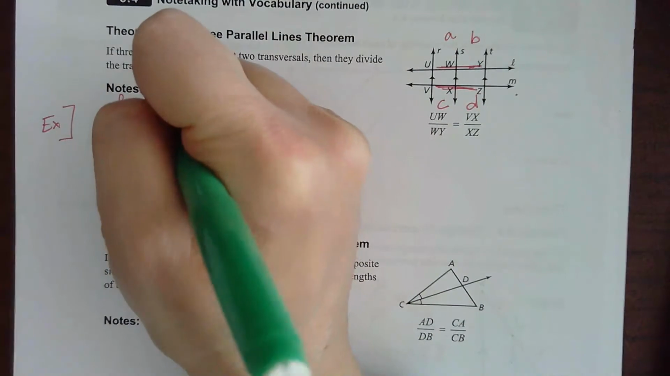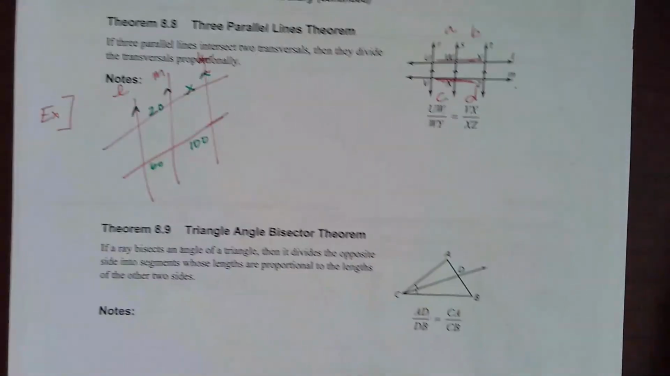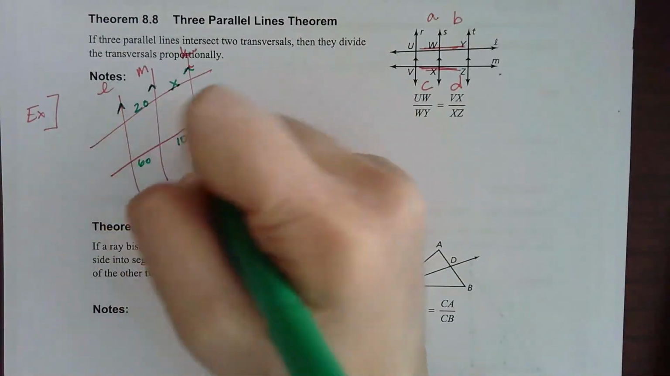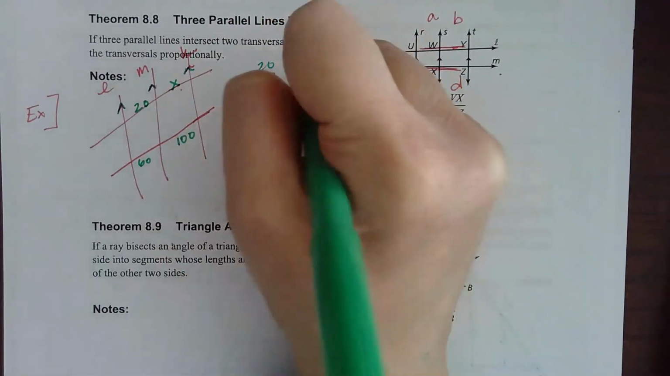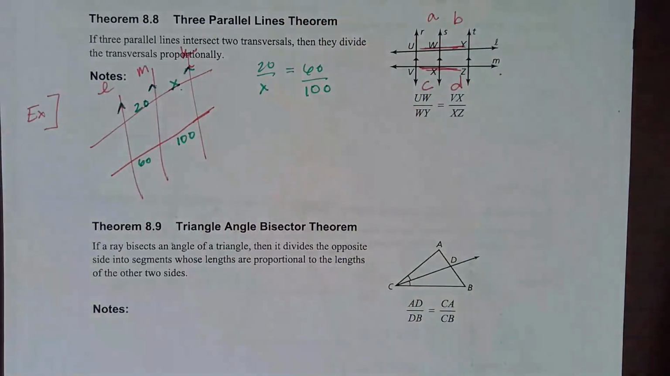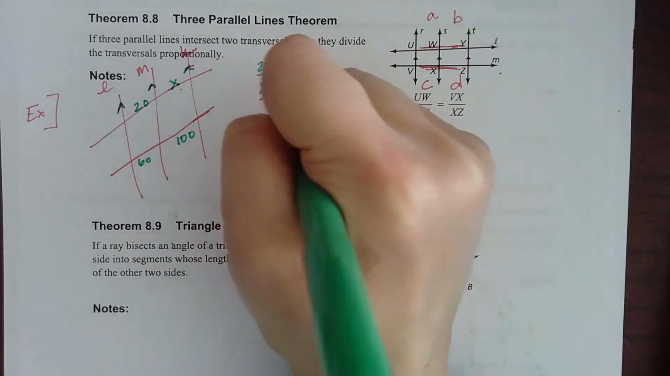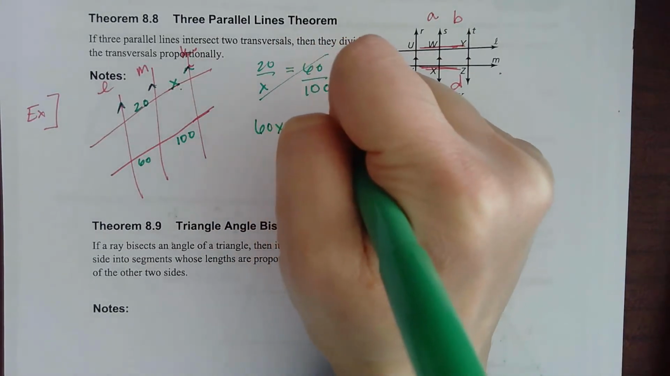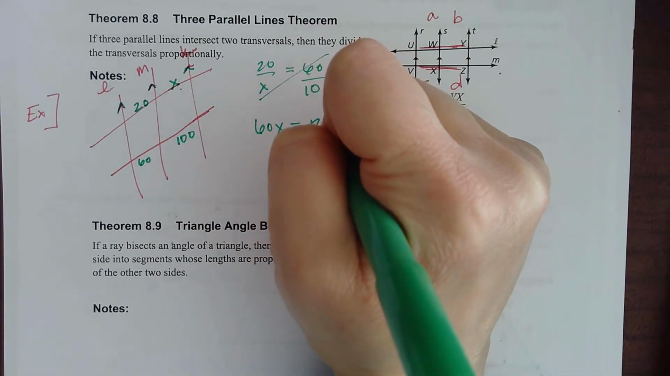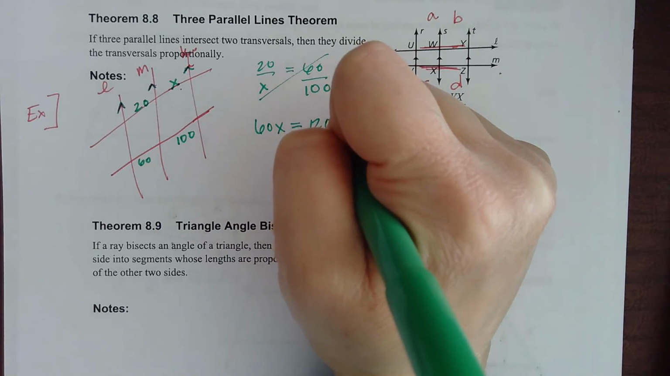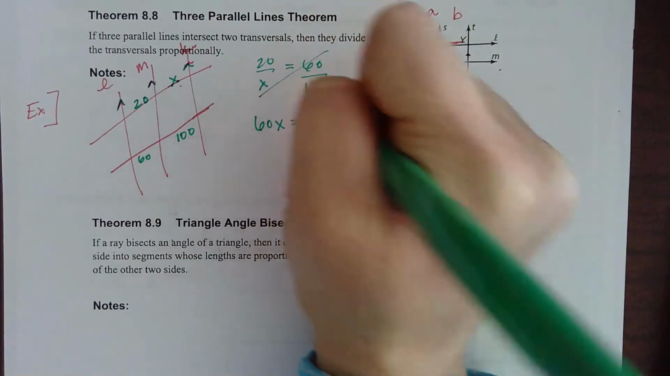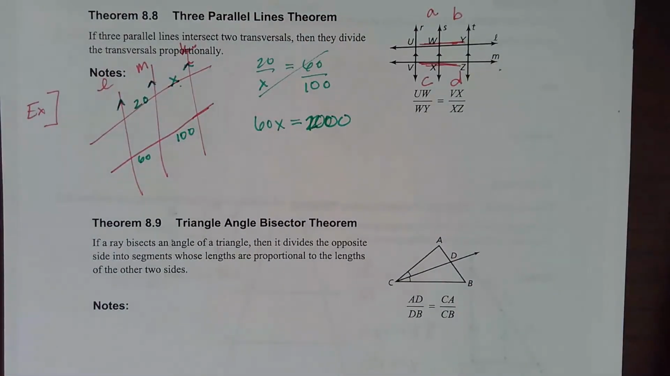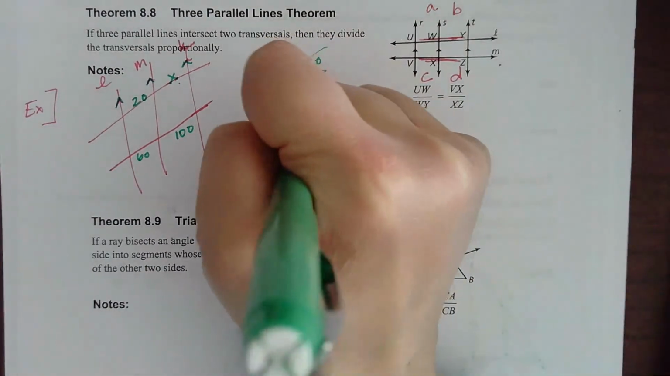So since all three of these lines are parallel, they divide my two transversals. So that means those four values are proportionate. So I could go 20 over X, and then 60 over 100. And then cross multiply. Oops, I did that wrong. 20, I get that. So then 2,000 divided by 60 gives me about 33 1/3.